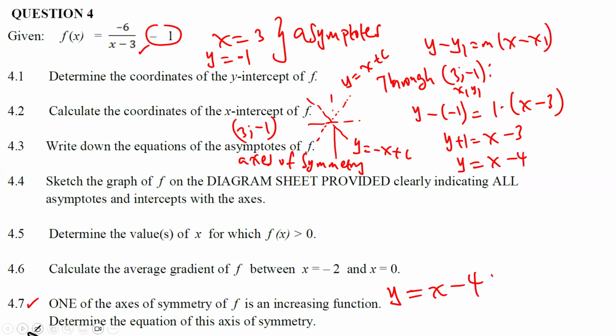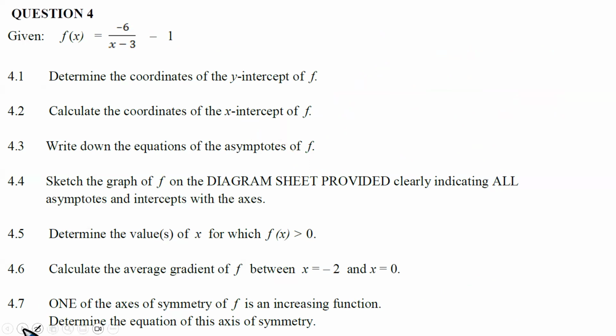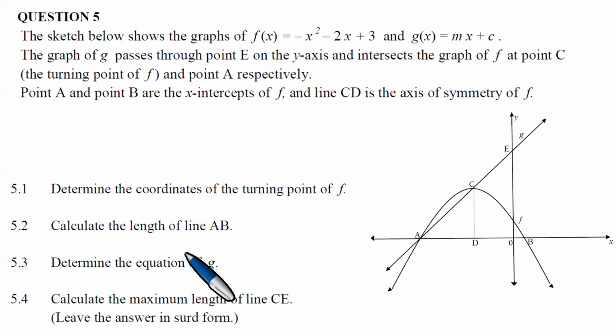We are cruising to finish this paper. Right, the next question on looking at graphs and functions. We've had the rectangular hyperbola, but we also have the parabola graph. The graph below shows the graphs of f of x equals minus x squared minus 2x plus 3 and g of x equals mx plus c. The graph of g passes through point E on the y-axis and intersects the graph of f at point C, the turning point of f, and point A respectively.